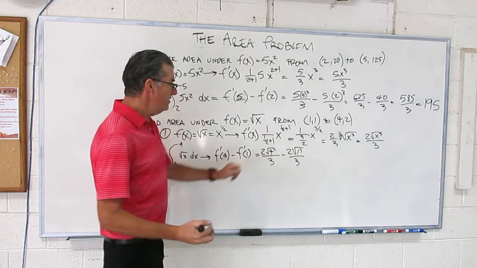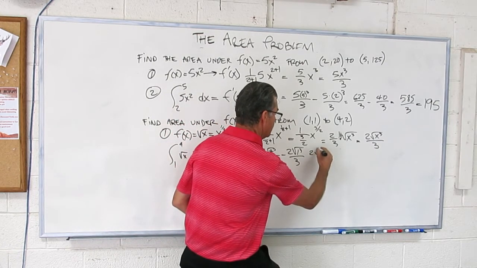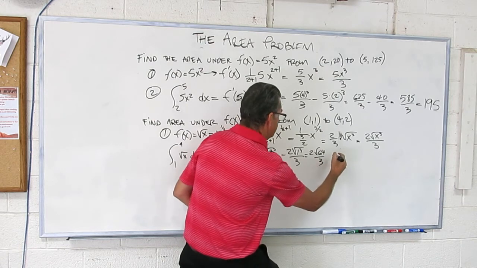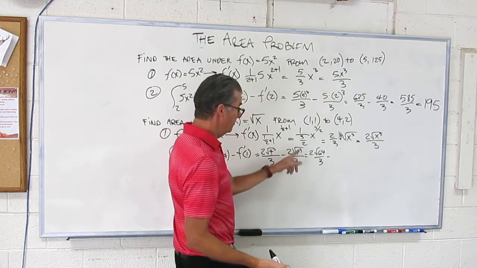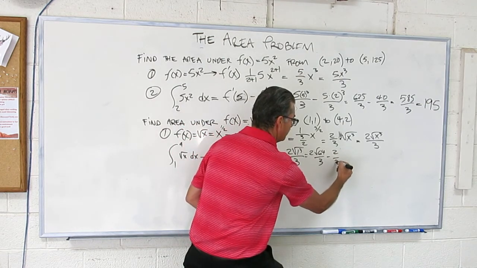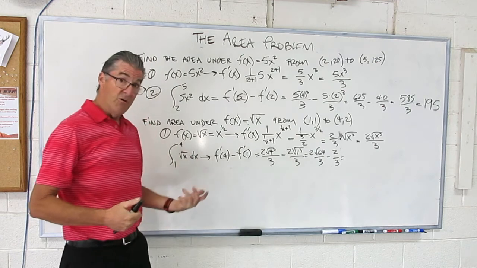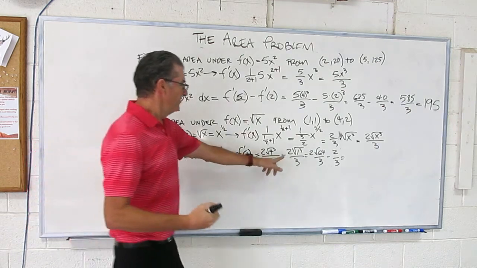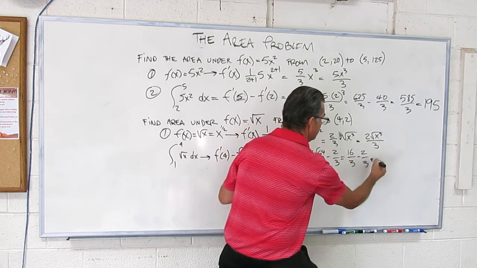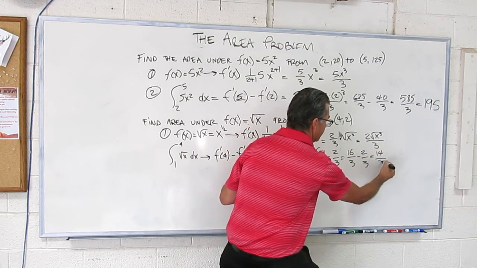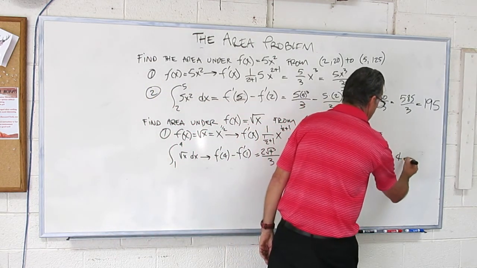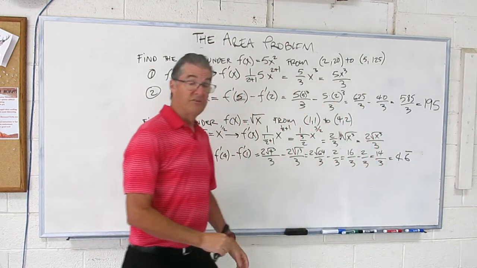Okay, so 4 to the third is 64. So we have 2 times root 64 over 3 minus, now root 1 cubed is 1 and root 1 is 1. So this is just going to be 2 over 3. Now you know what root 64 is. That's 8. So we have 16 over 3 minus 2 over 3, which gives us 14 over 3. And 14 over 3 is just 4.6 repeating. So there you have it.